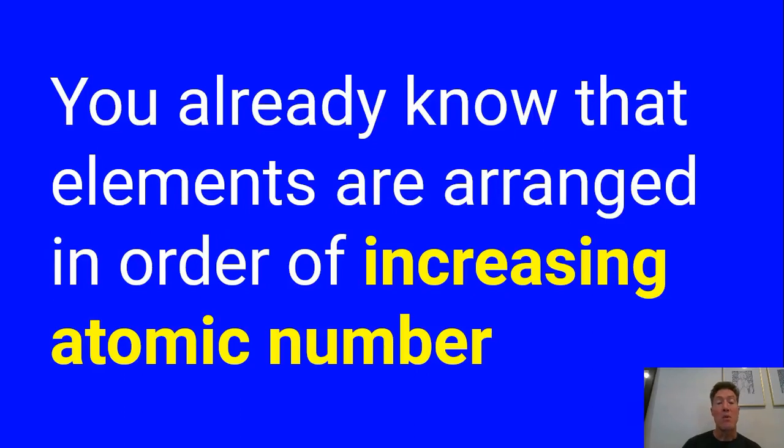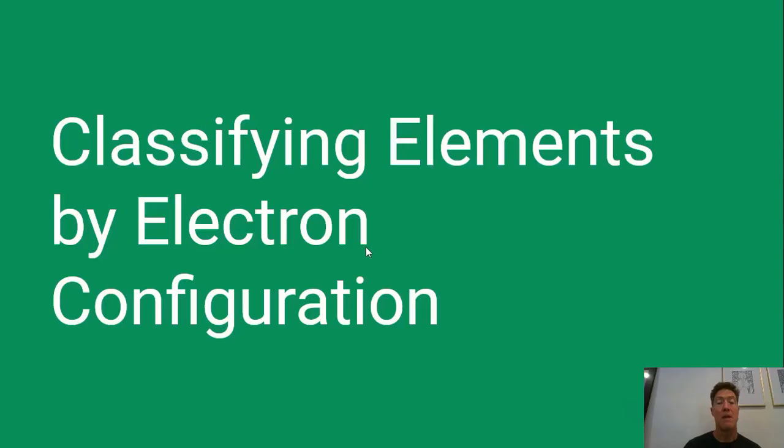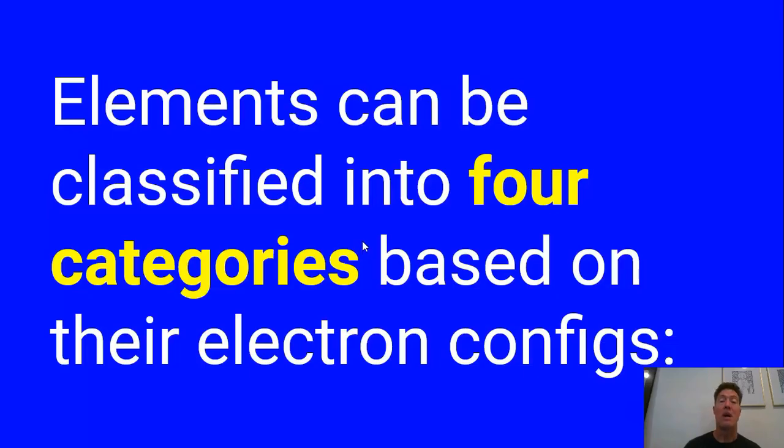So we already know the elements are arranged in order of increasing atomic number. And so we're going to now relate that to the electron structure and the periodic table. And we're going to see various trends that emerge as we look at the periodic table and examine the elements. So first, let's review classifying elements by electron configuration. Well, there's four basic categories.